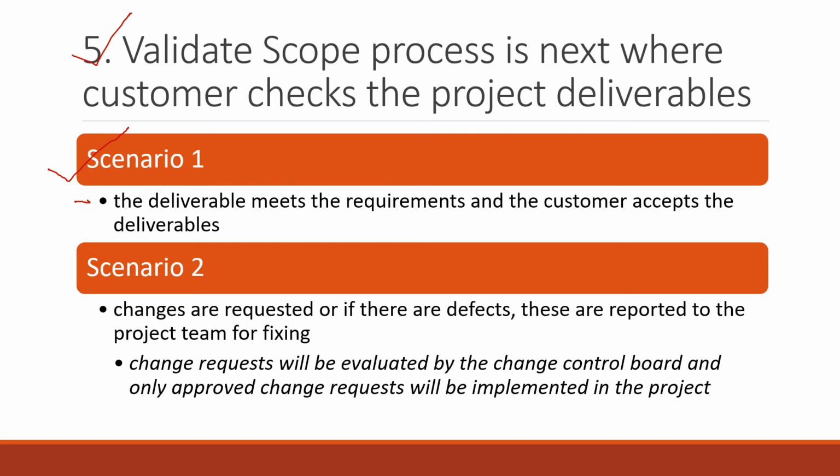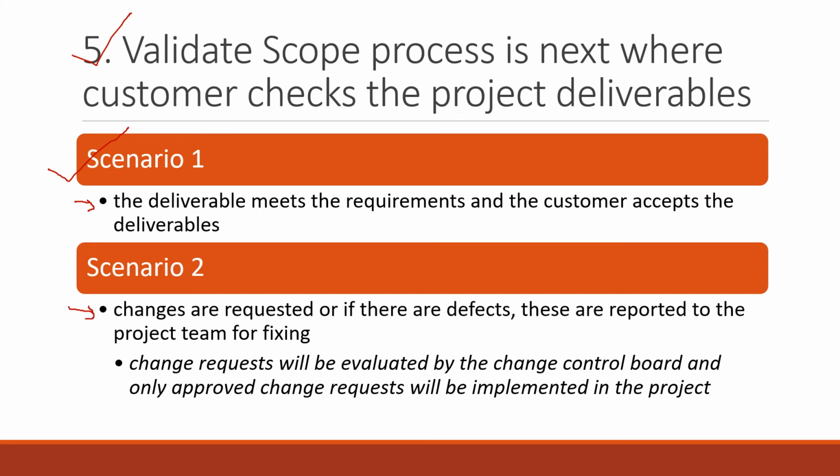Scenario one is that the deliverables meet the requirements and the customer accepts the deliverables. This is nothing like it. You receive the formal sign off on the deliverable, whichever deliverable, right, is going through the validate scope process. Again, this process is not something which happens at the end of the project. This process keeps on happening throughout the project, and we have discussed this in the past as well. Refer to that video. So first scenario is that the customer gives you the formal sign off, you're good to go.